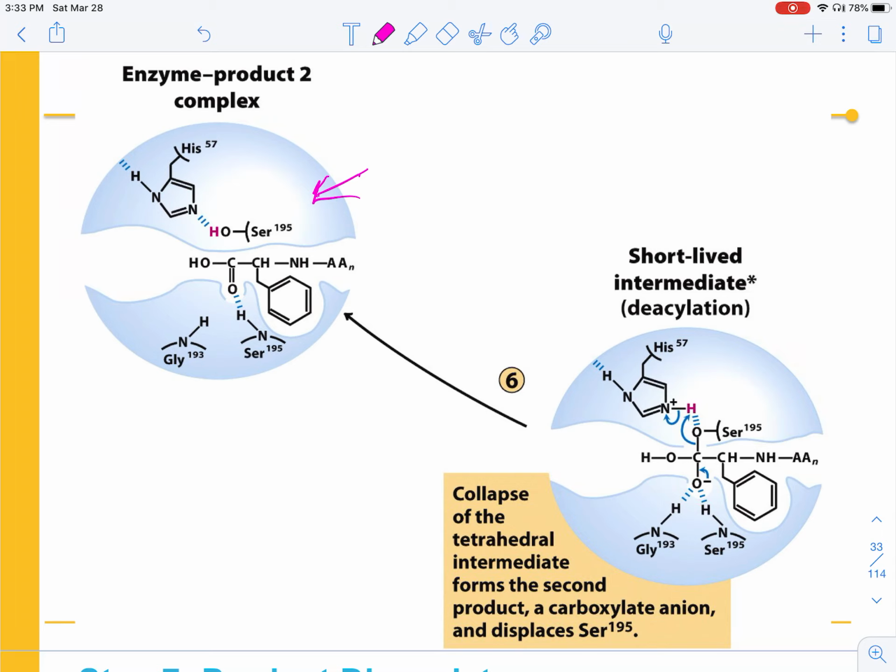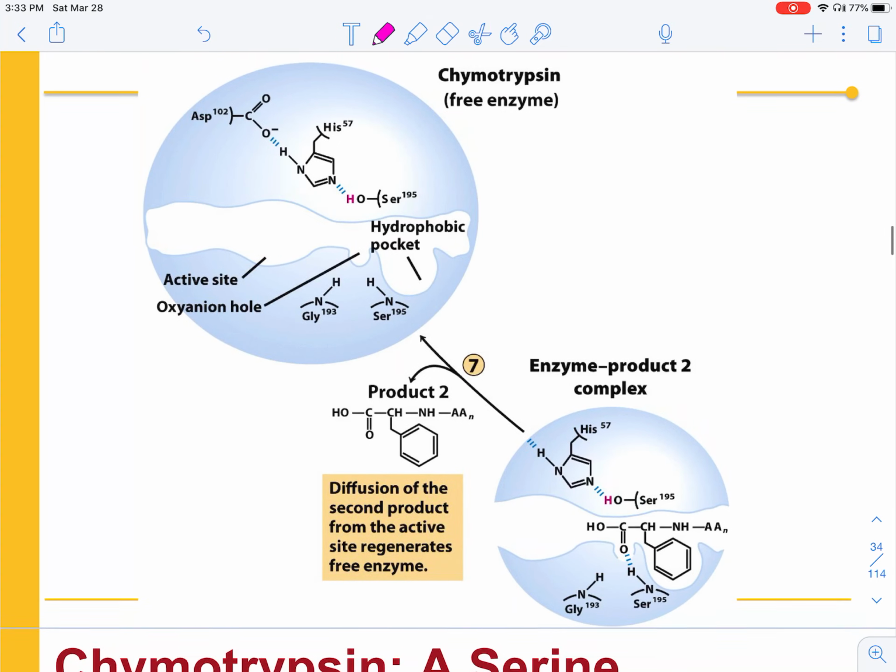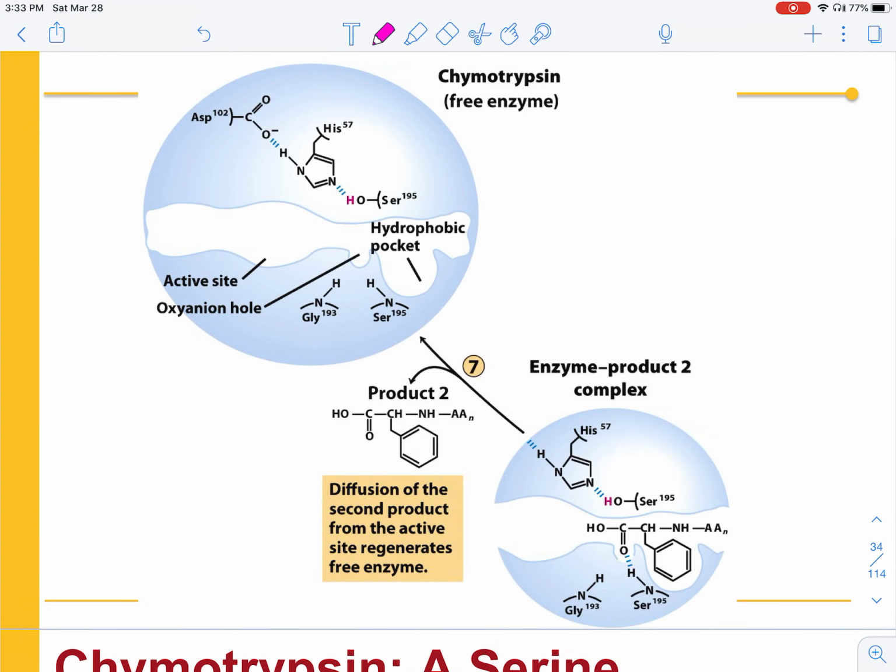Now, so this is where we were with this intermediate. And so now you have released the substrate from the enzyme. The substrate is now free to float off. You have restored your original serine. You still have your histidine and your aspartic acid that are ready to go for the next go round. And so here we have restored the enzyme to its original function, and it is ready to pick up another polypeptide and do the whole thing over again.